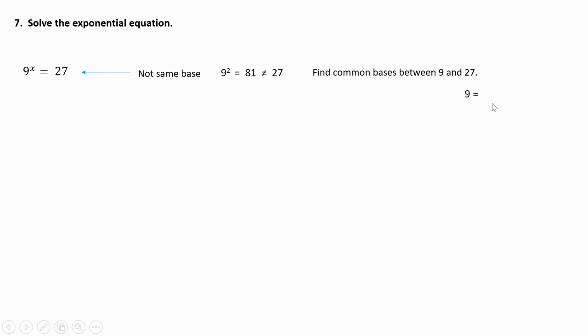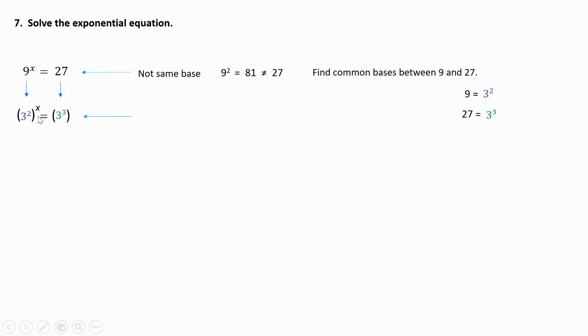We know that 9 is the same thing as 3 squared, and 27 will be the same thing as 3 cubed. So now I'm going to replace the 9 with 3 squared, bring down the x, and replace the 27 with 3 cubed.